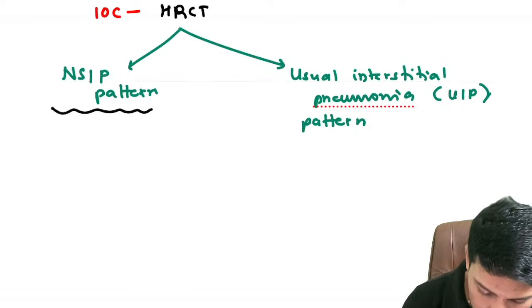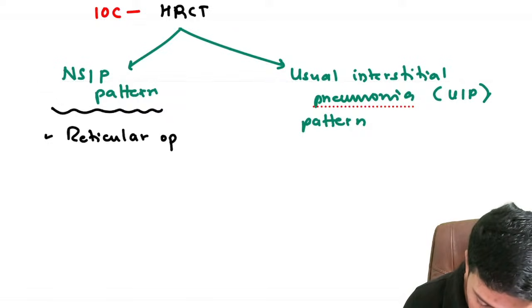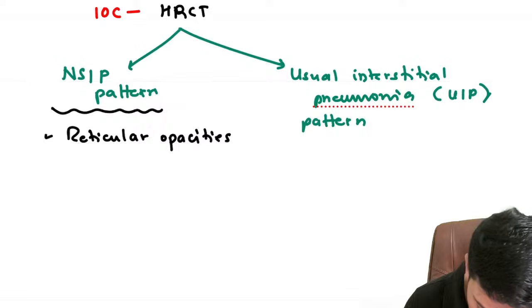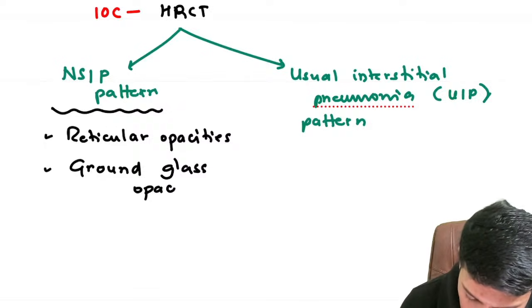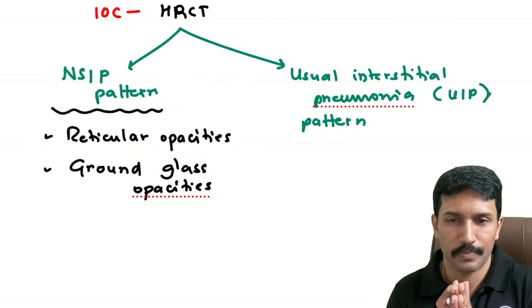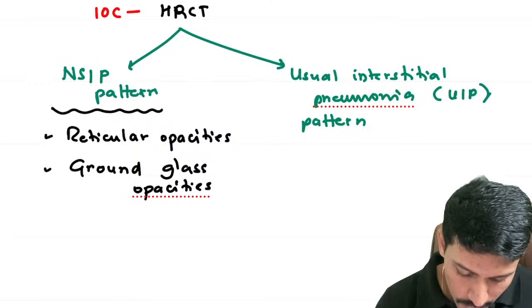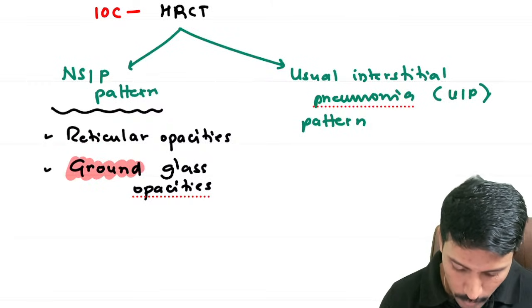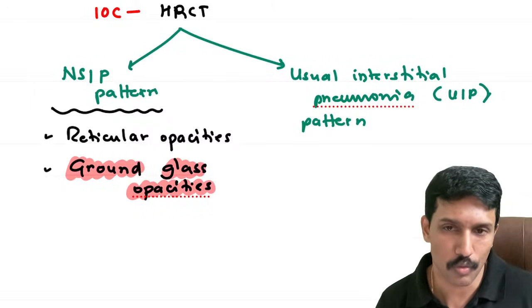So what do I get in the NSIP pattern? We will see fibrosis of the lung showing reticular opacities, and a classical finding called ground glass opacities. Means opacities which are neither fully opaque nor fully translucent, somewhere in between. Such opacities are called ground glass opacities. So this is the word that teachers are looking for when you write about the NSIP pattern. They want you to mention ground glass opacities, or GGOs.